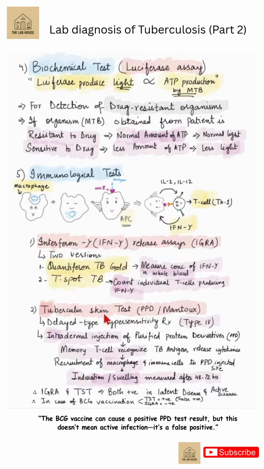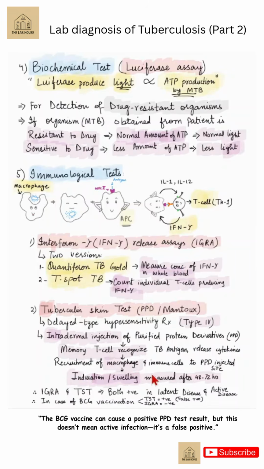In tuberculin skin test, which is also known as PPD or Mantoux test, it is a type of delayed hypersensitivity reaction type 4. The basic procedure is we give intradermal injection of purified protein derivative. The purified protein derivative is TB antigen, and if the person is previously infected with TB, the memory T cells that remember that TB can recognize the PPD and will release the cytokines, the IFN gamma.